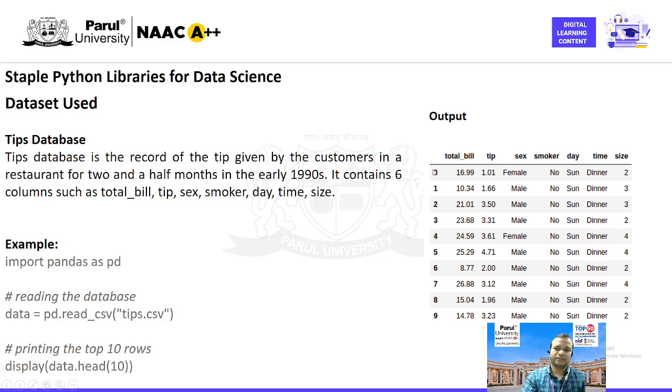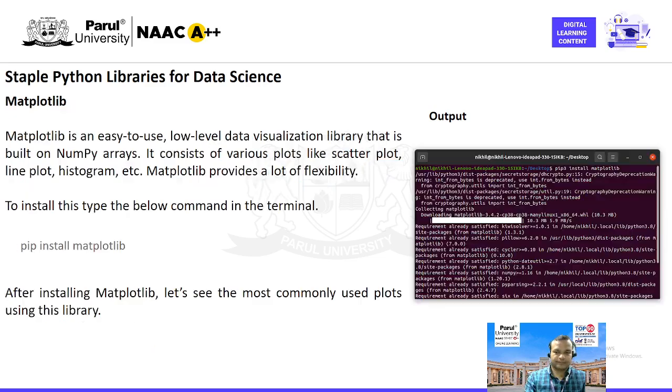Here we can see the first column represents the sequence numbers, the second column represents the total bill, then tip, then sex, then smoker, then day, then time, then size. Along with this, you will get the information of the top 10 rows of that dataset.